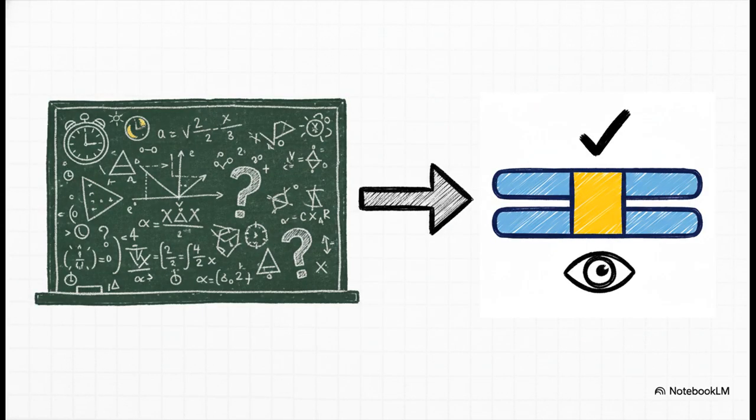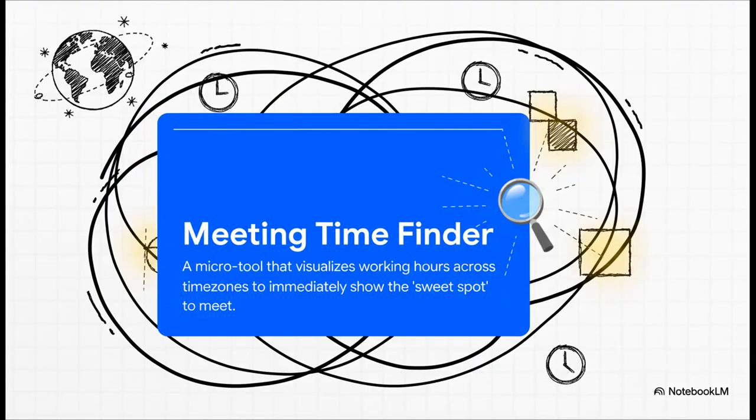And there it is, the big breakthrough. They took a really annoying math problem and turned it into a simple visual one. Instead of having to calculate and juggle numbers in your head, you just have to look. The entire solution was to create a picture that gives you the answer instantly. And this is it, the Meeting Time Finder. Its purpose is laser-focused. See, it's a micro tool. It doesn't try to manage your entire life. Nope. It's designed to do one single thing perfectly. Show you everyone's working hours so you can immediately see that sweet spot to meet.